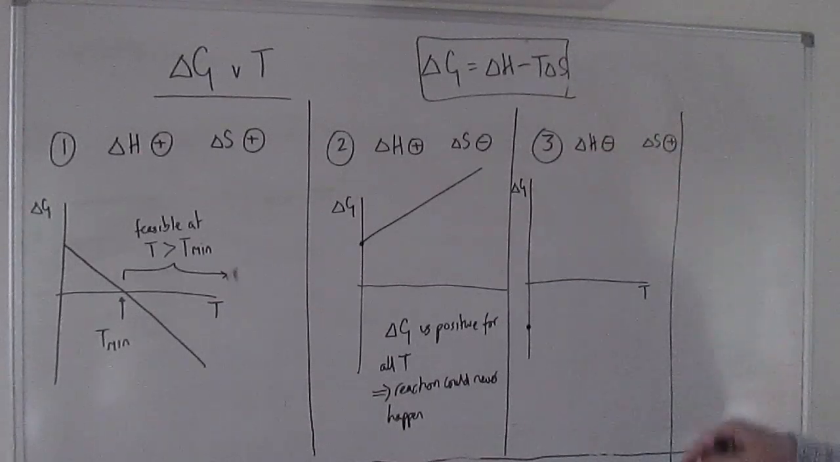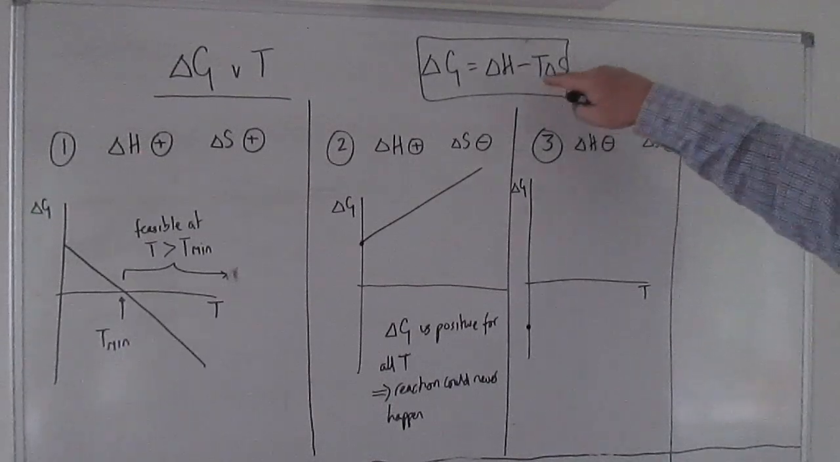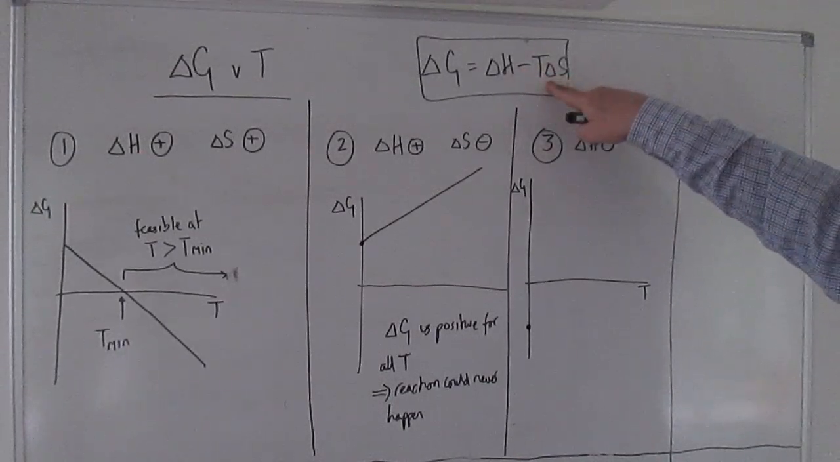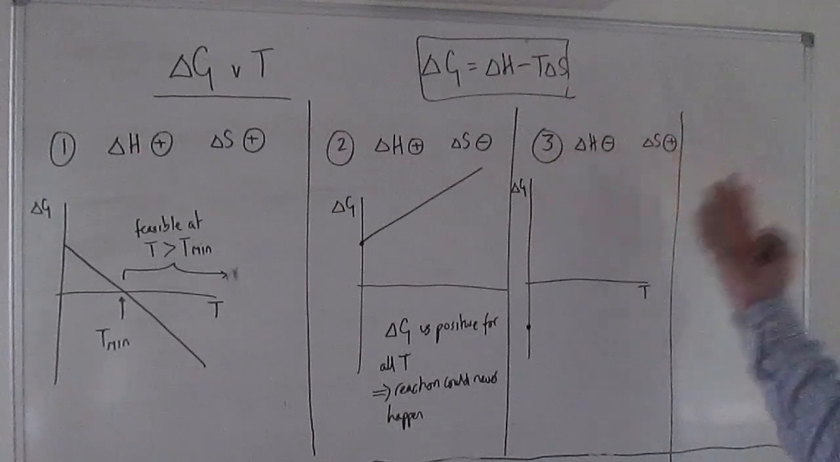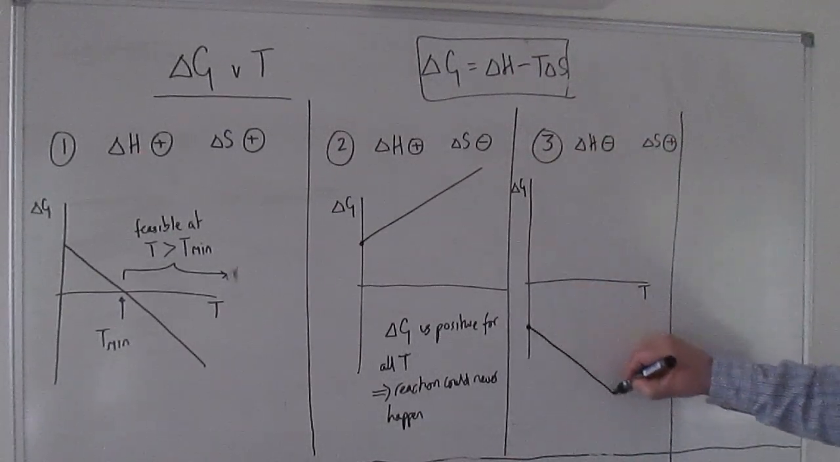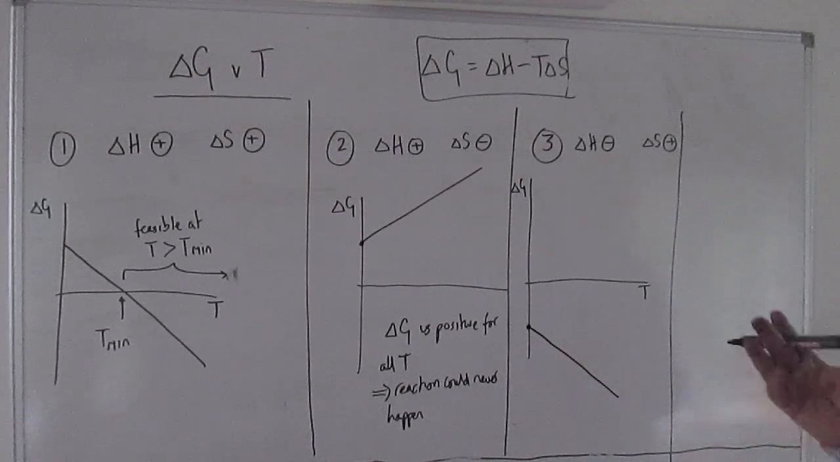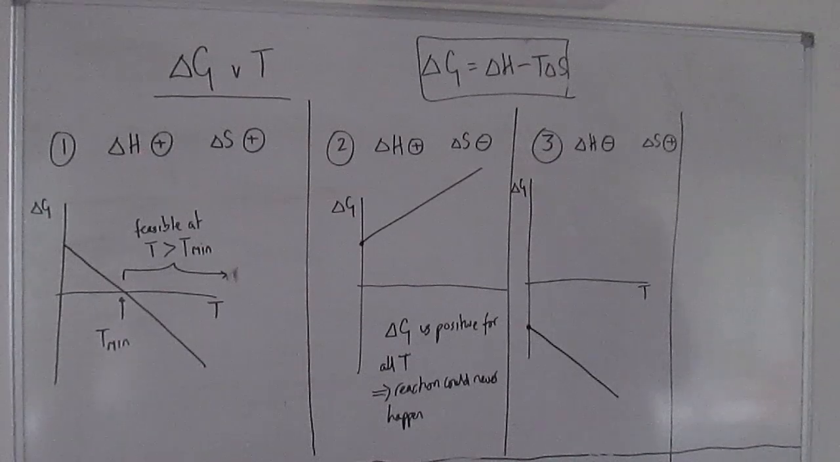this term starts to appear. Delta S is positive, and therefore we're subtracting a positive term, so we're adding a negative term, and therefore the value gets more negative. So the graph is going to look like that. So you can see this time we have kind of the opposite situation, which is that delta G is always negative. It can never be positive, and therefore the reaction is always feasible. It's feasible at all temperatures.